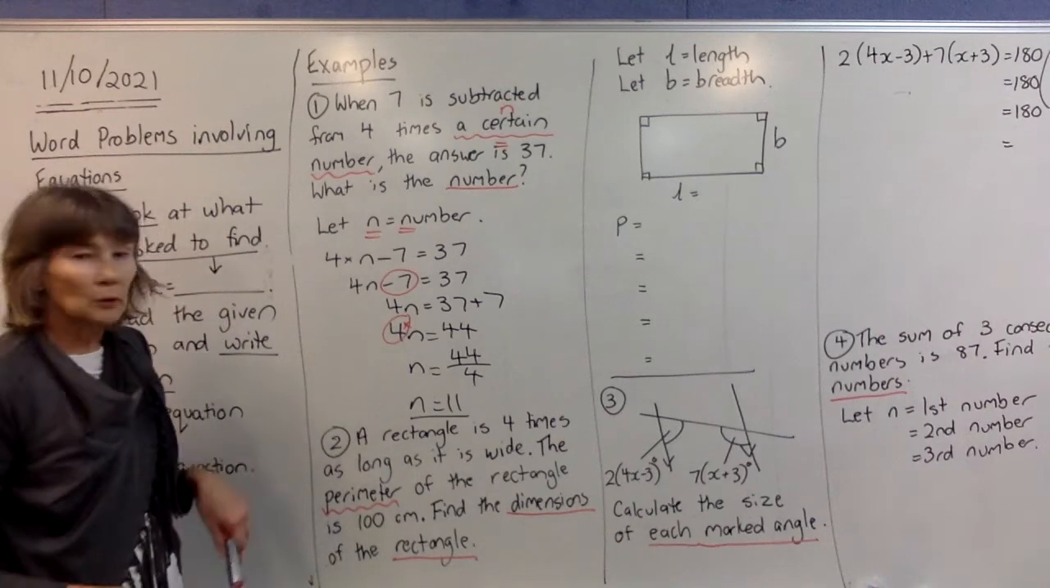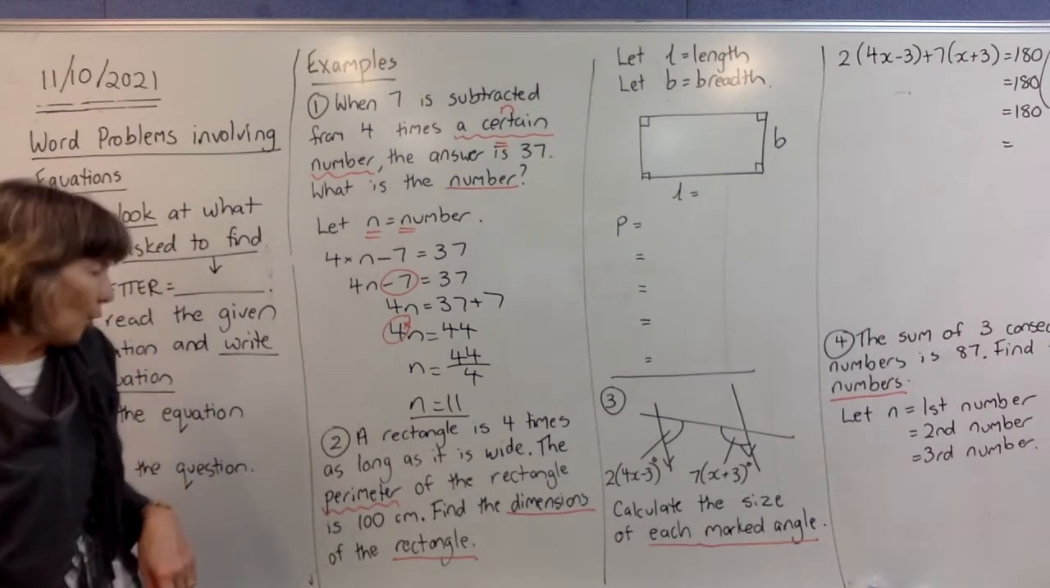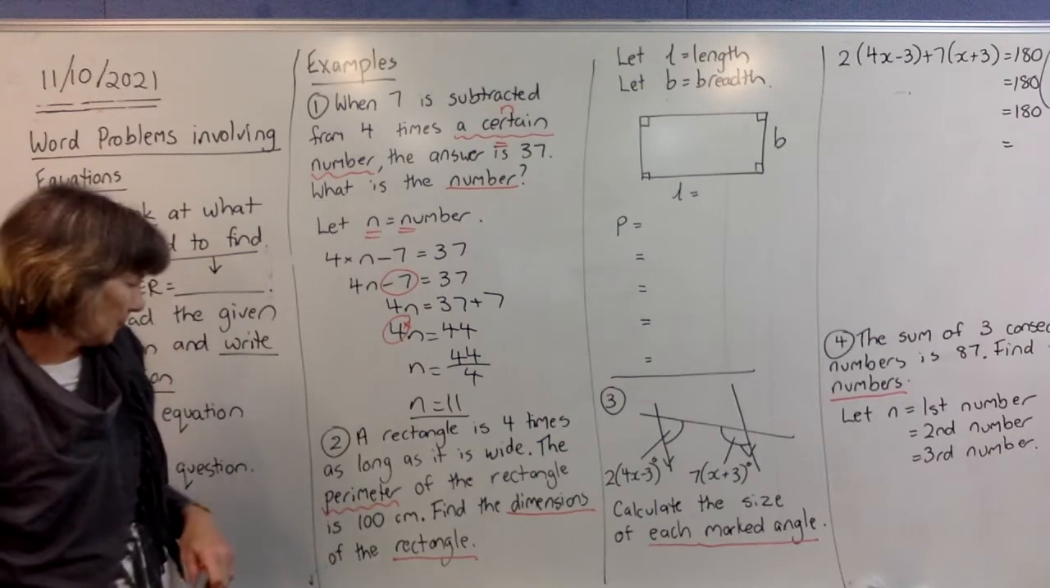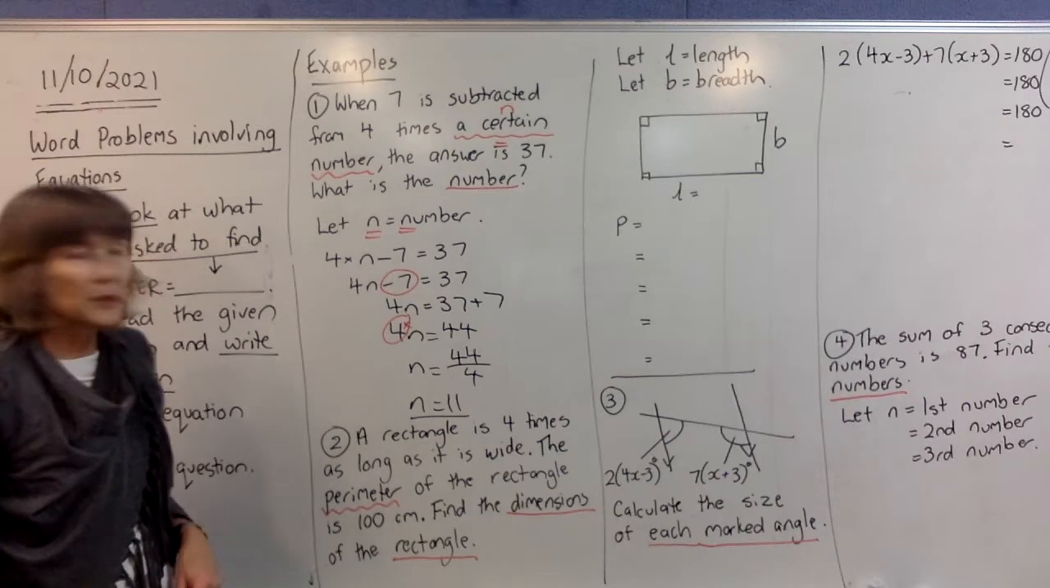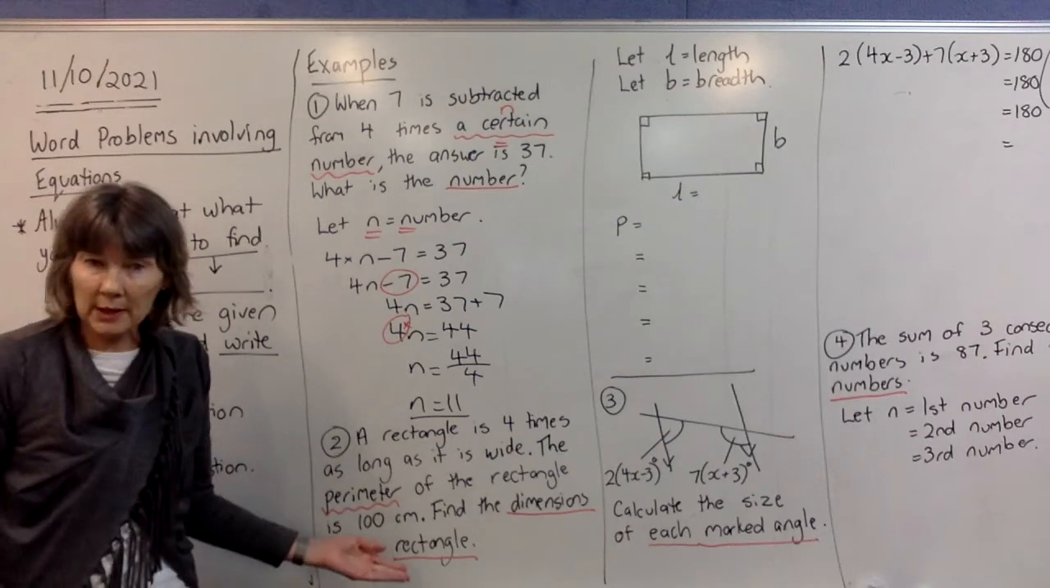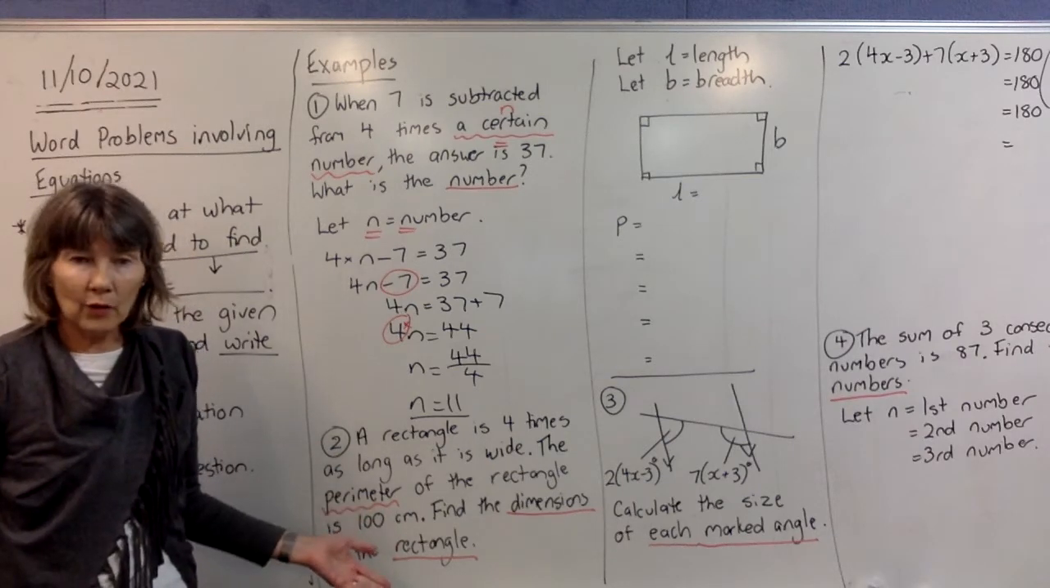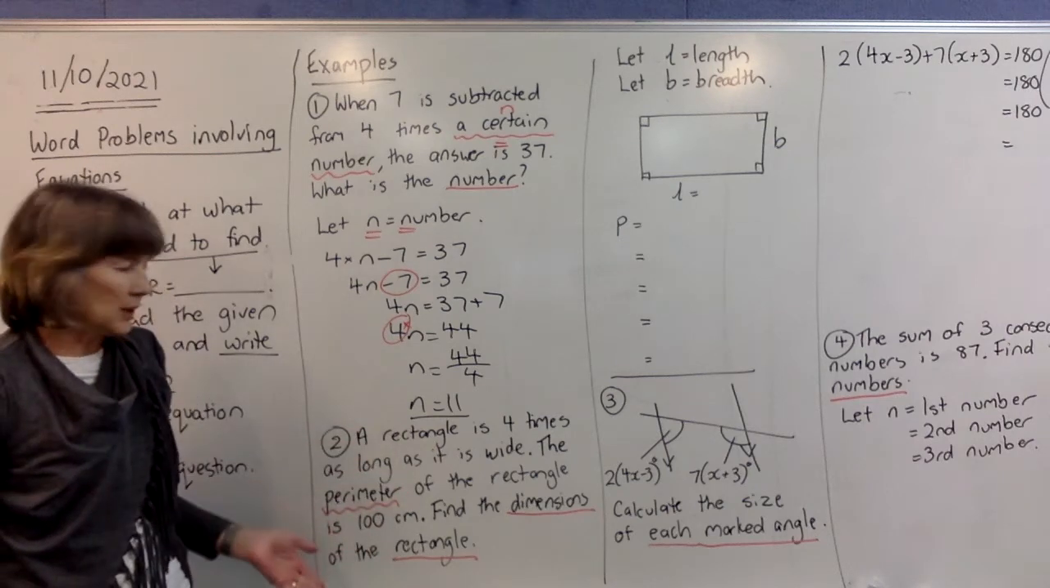All right, number 2. A rectangle is 4 times as long as it is wide. The perimeter of the rectangle is 100 centimetres. Find the dimensions of the rectangle. So we go straight to the end. What are they asking for? They're asking for the dimensions of the rectangle.